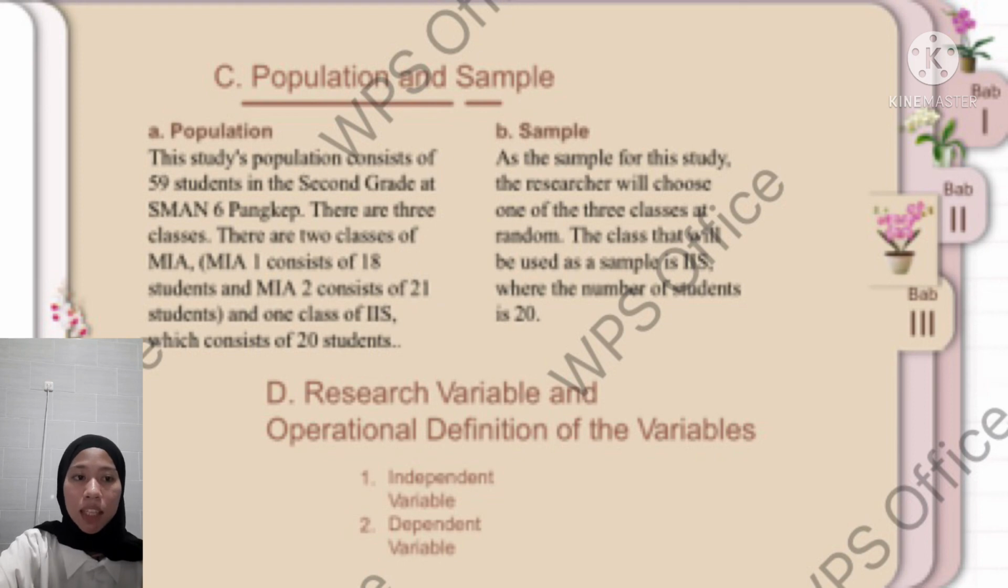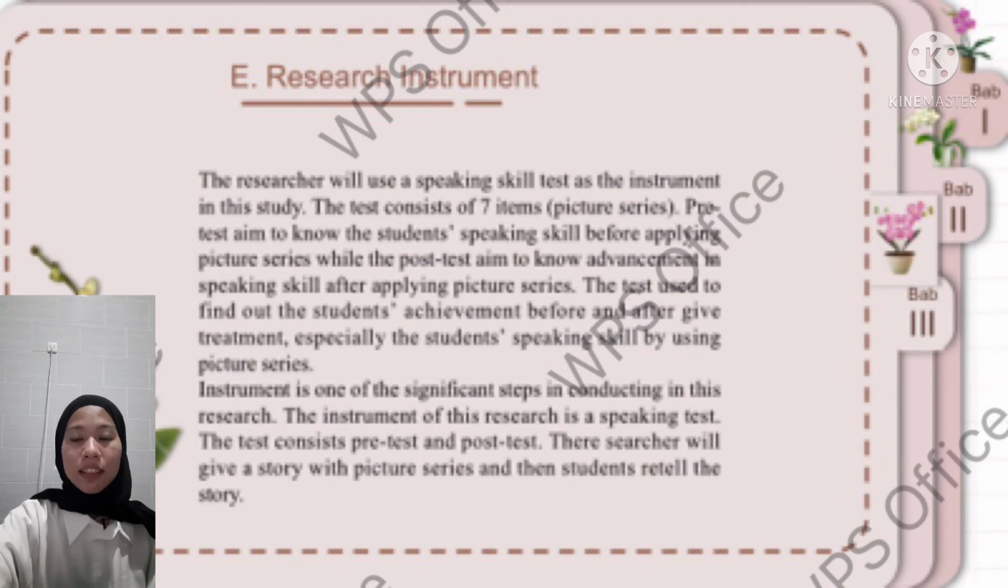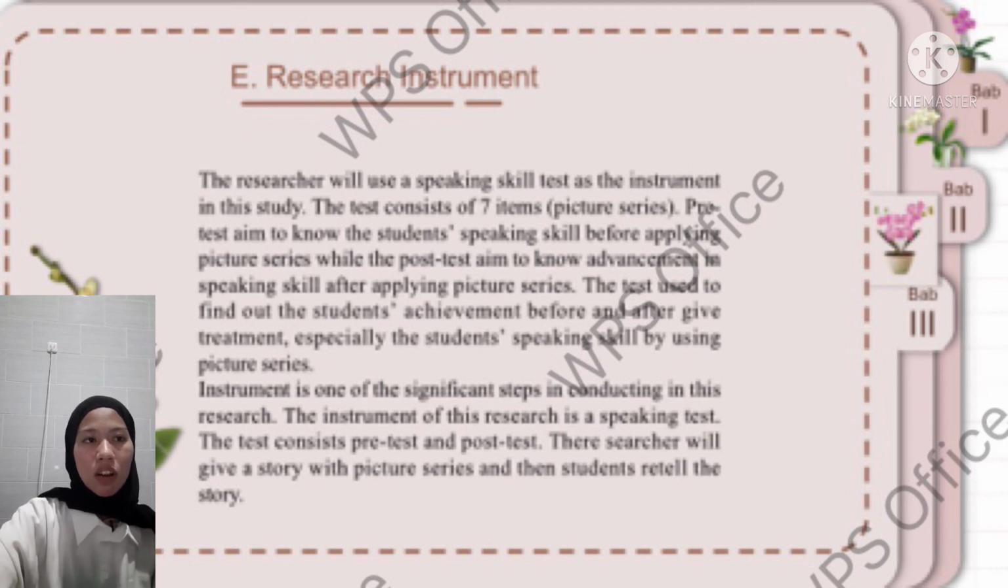D. Research variable and operational definition of the variables. 1. Independent variable. 2. Dependent variable. A. Research instrument. The research will use a speaking skill test as the instrument in the study. The test consists of 7 items, picture series. Pre-test aims to know the student's speaking skill before applying picture series, while the post-test aims to know advancement in speaking skill after applying picture series.